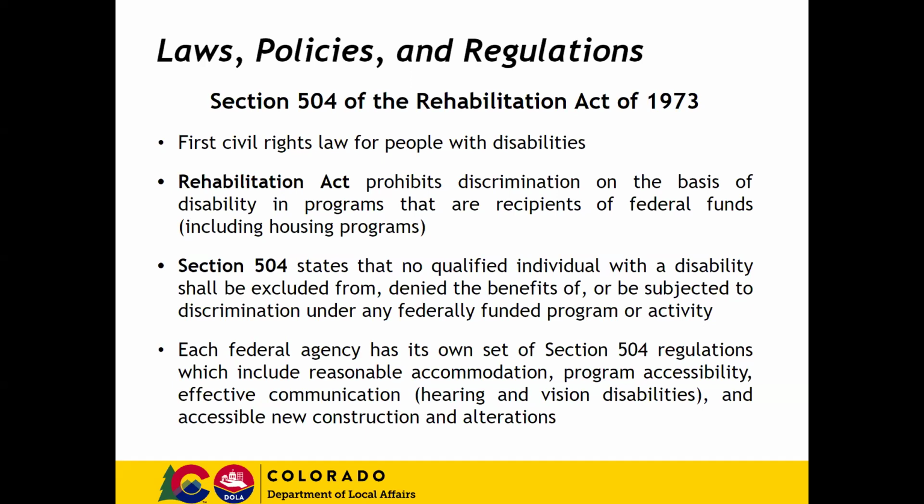And so each federal agency, in our case, HUD, has its own set of 504 regulations, which include the reasonable accommodation process and policy, program accessibility, effective communication for people with hearing and vision disabilities, and accessible new construction and alterations.